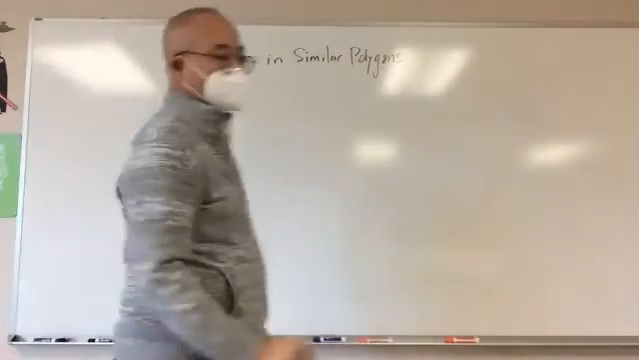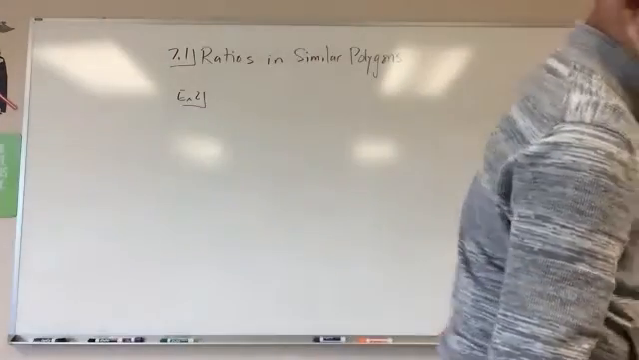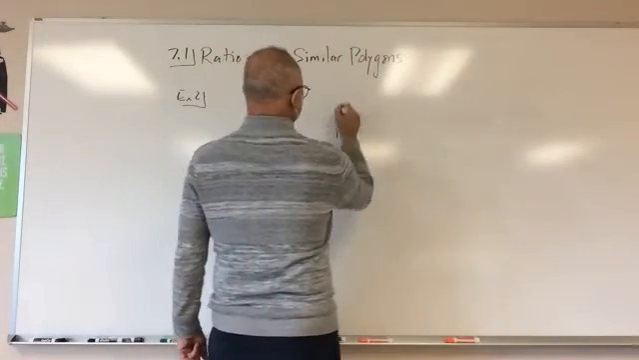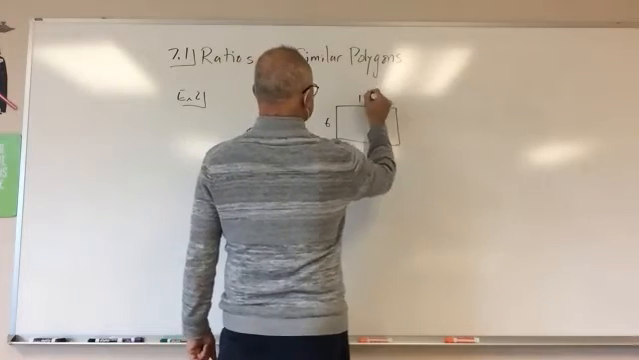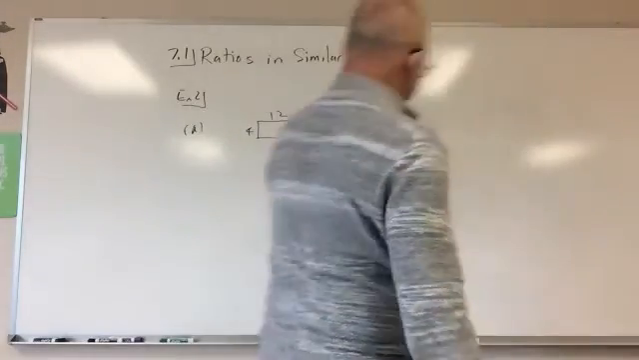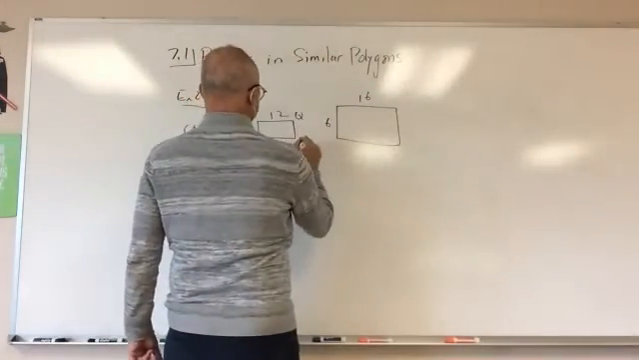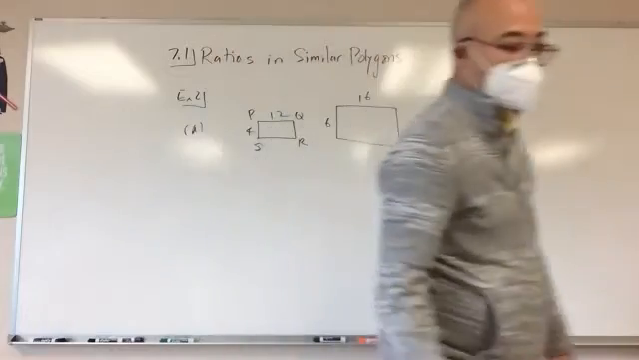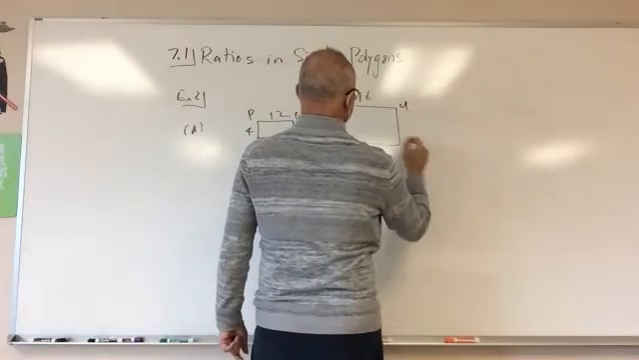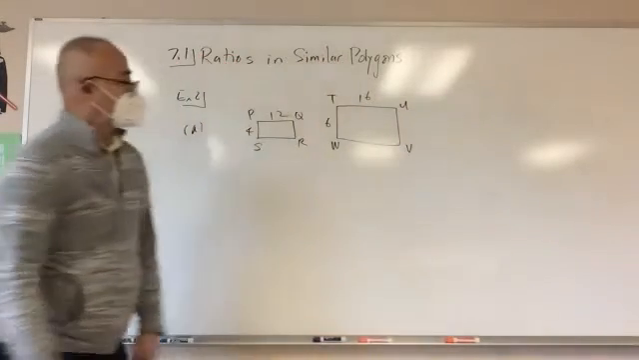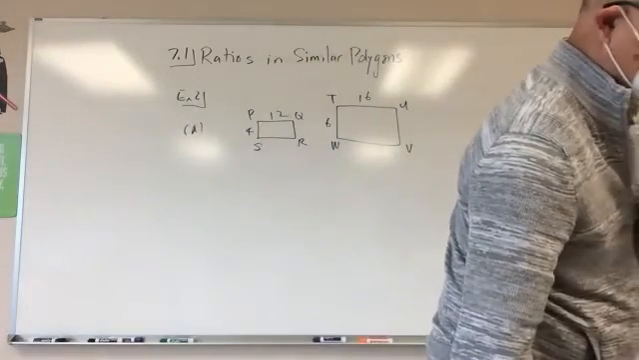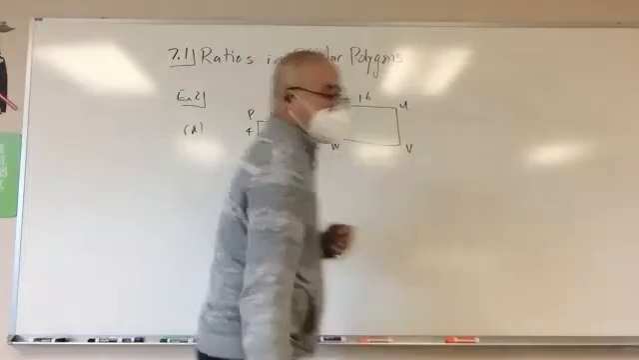Example number 2A, we have 4, 12, 6, 16. This is A. The first one is PQRS. The next one is TUVW. So determine whether they are similar.